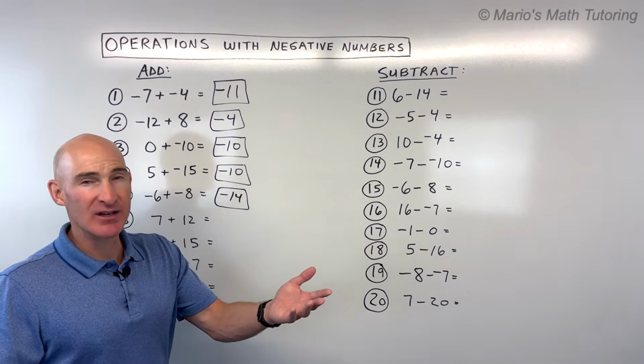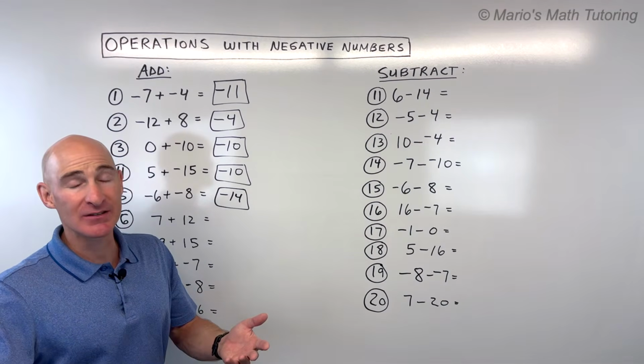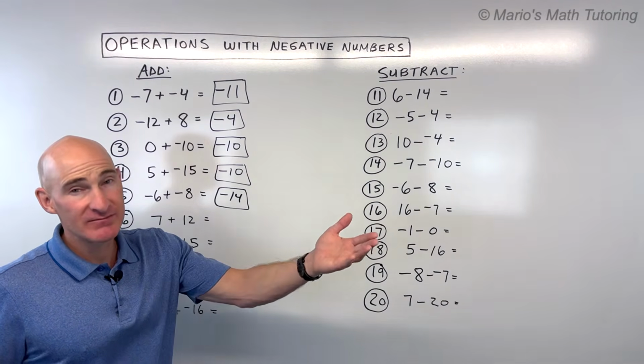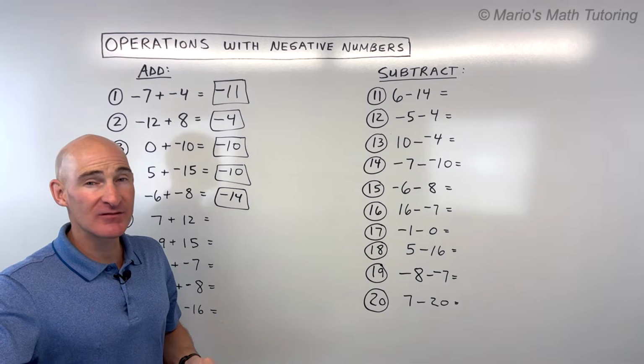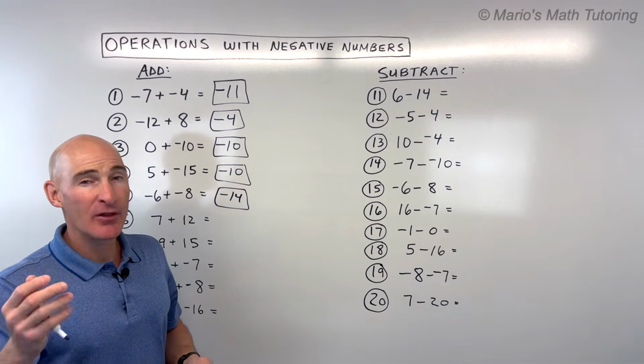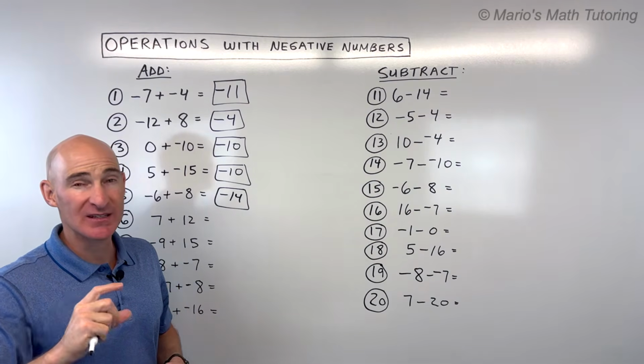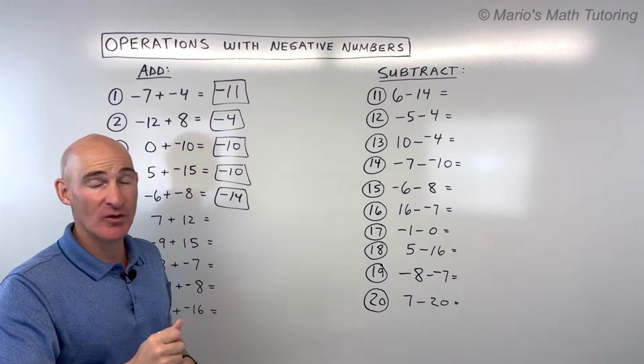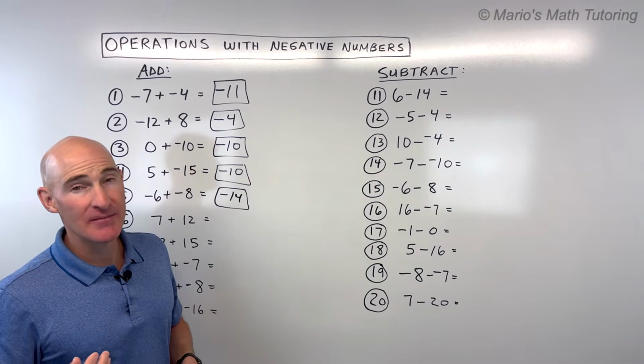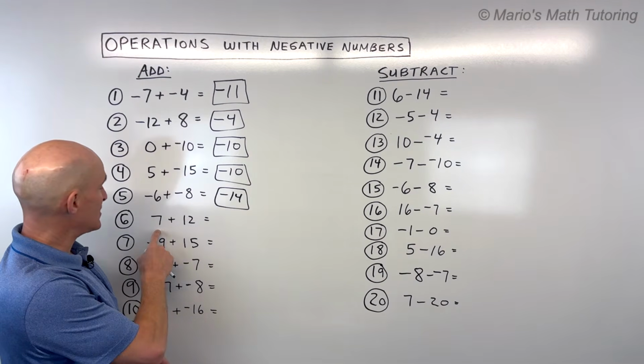The toughest problems, I think, are when you have one positive and one negative. You have to decide, is the answer going to be negative or is it going to be positive? If we have more negative numbers, it's going to be negative. If we have more positive numbers, it's going to be positive. But the way we find that actual number is by taking the larger minus the smaller. We take the difference to see how many more positives we have or how many more negatives we have. So let's look at that for number 6 here.